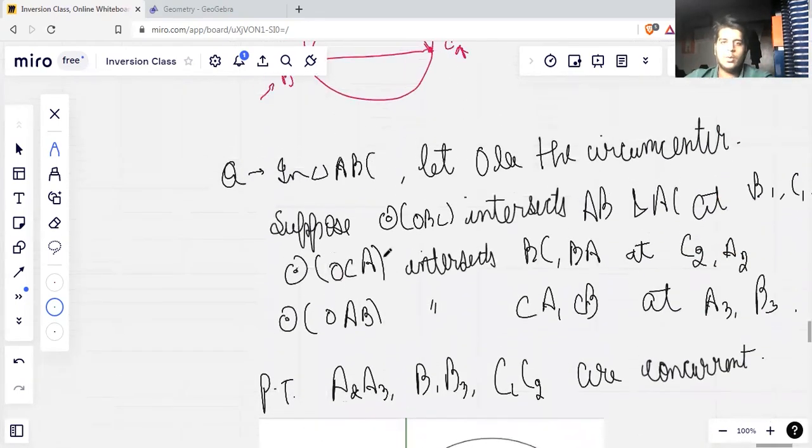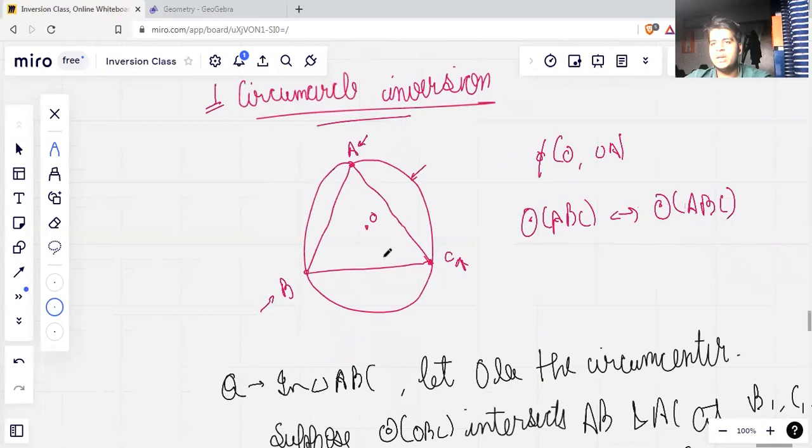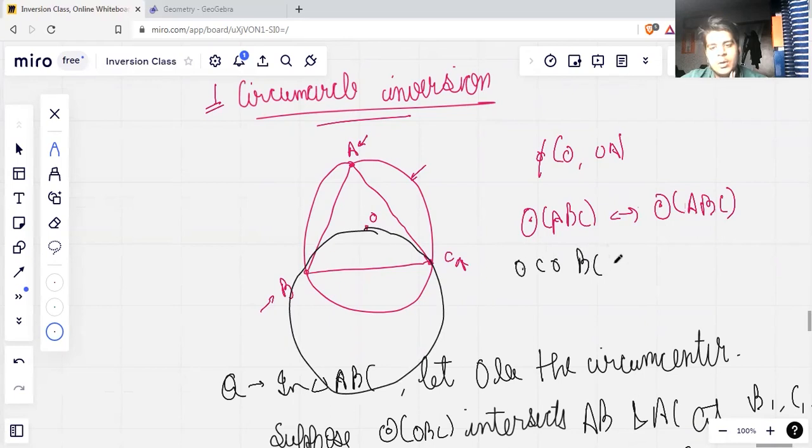One more thing to notice in circumcircle inversion, which we just did in this problem, is if you consider the circle OBC, this goes to BC. And now we have even seen how this thing is useful, right? So this was all about circumcircle inversion. I hope that was clear.